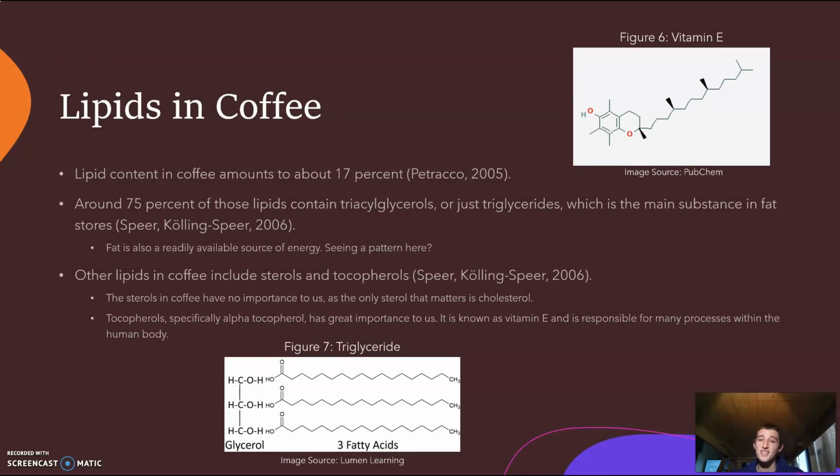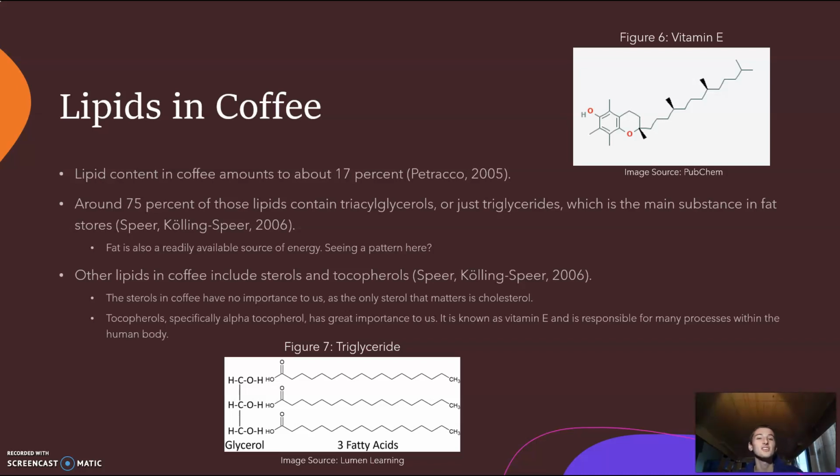These amount to about 17%, so not a lot. But around 75% of those lipids in the body are stored as triglycerides, or triacylglycerols is the scientific name. Triglycerides is a simplified name, so that's all we're going to worry about here. Triglycerides are the main substance in fat storage, and fat is also used as an energy source in the body.